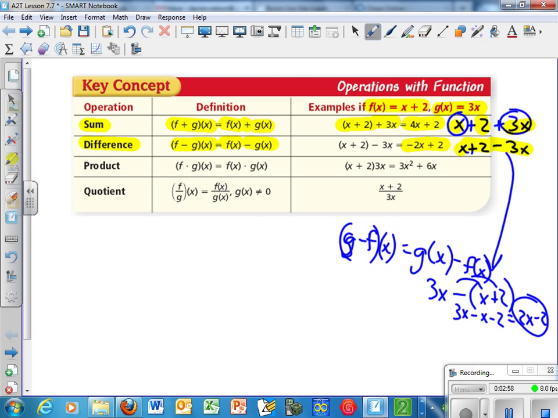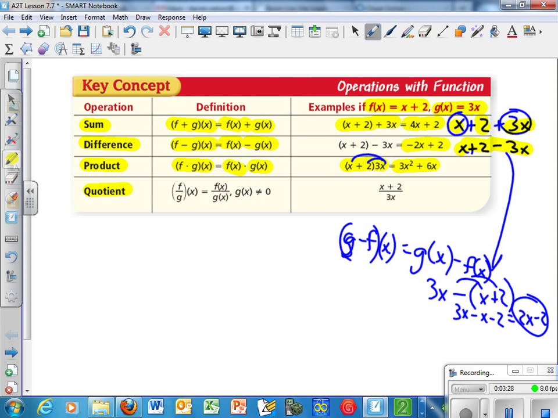Product means I'm multiplying, so f dot g of x, so times, take f of x and multiply it by g of x. So here's f of x, x plus 2, multiplied by g of x, 3x. I distribute on this because it's a binomial times a monomial. So if I distribute, I get 3x squared plus 6x. Sometimes you might have binomial times binomial, then you would have to FOIL. If you have a binomial times a trinomial, then you would have to distribute both terms of the binomial to the trinomial, combine like terms.